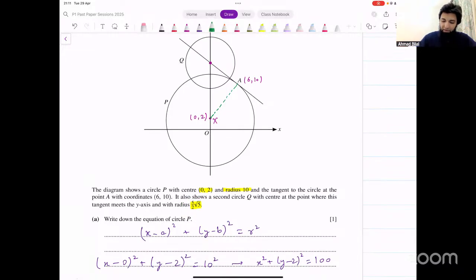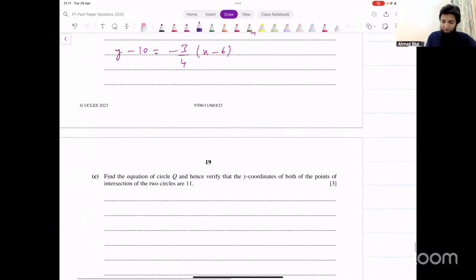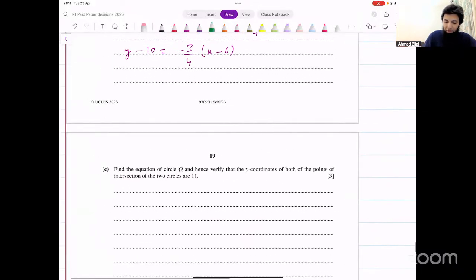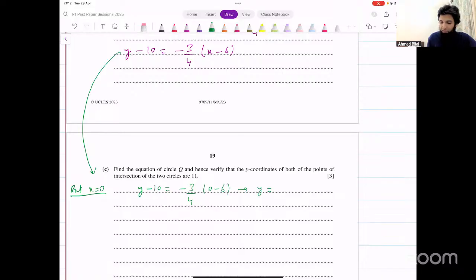That's the y-intercept of the tangent. Now we already have the equation of the tangent above. What we can do is we can put x equal to 0 in that for finding the y-intercept. So that becomes y minus 10 equals minus 3 over 4 into 0 minus 6. And that will give us the value for y. What's the value of y? 18 over 4 plus 10. That's 4.5 plus 10, 14.5.